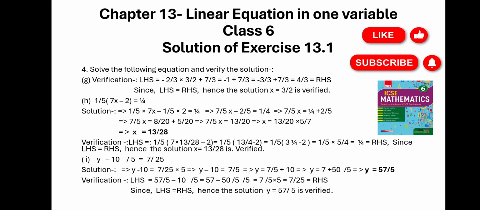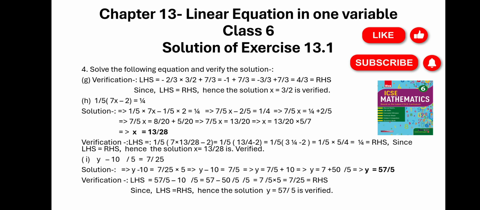Next question: y minus 10 upon 5 is equal to 7 upon 25. Now for y minus 10, you have to take 5 on the other side and multiply it by 7 upon 25. And that gives you y minus 10 equal to 7 upon 5, because 5 5s are 25. So 7 is in the numerator, 5 is in the denominator. So y is equal to 7 upon 5 plus 10.